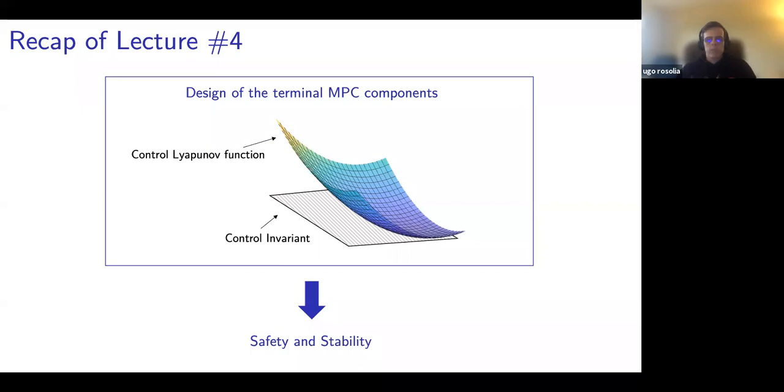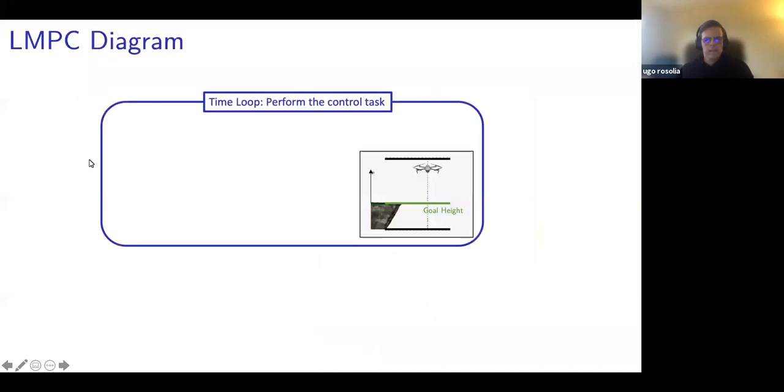And in particular, we saw how we can use historical data to construct the terminal cost function and terminal control invariant set. So I wanted to summarize the strategy that we presented last week in this diagram, where our goal is still to compute a control policy for our drone hovering problem.